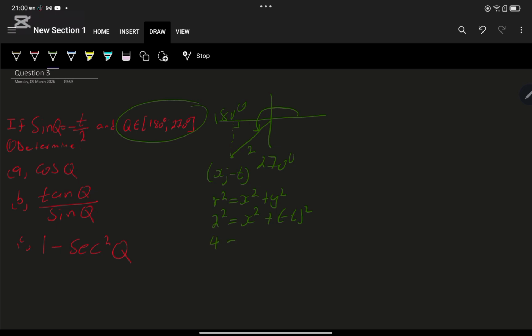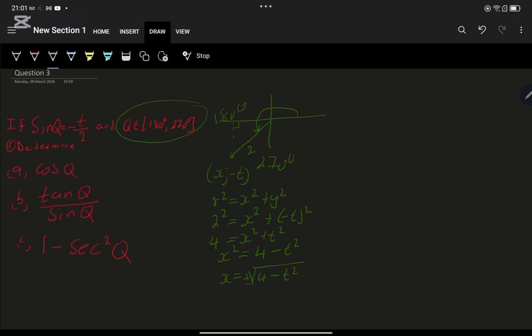Then that will give us x squared plus t squared. Therefore x squared is equal to 4 minus t squared, and therefore we take the square root of both sides. x is equal to plus or minus the square root of 4 minus t squared. Now that is our answer. Now remember, we need to find one value of x. We've got two values there, plus or minus the square root of 4 minus t squared.